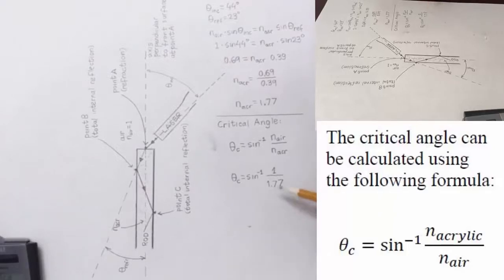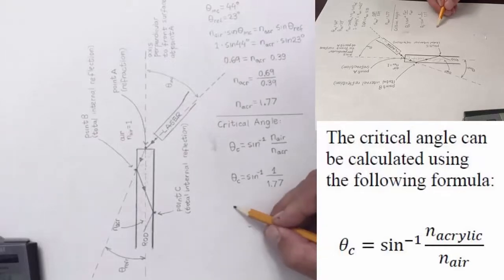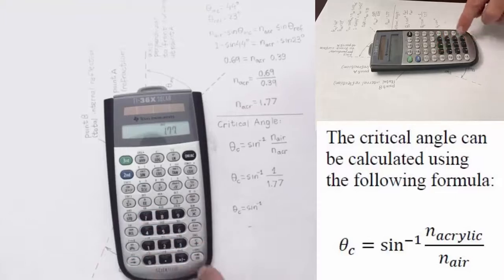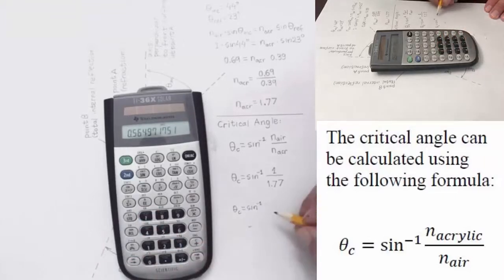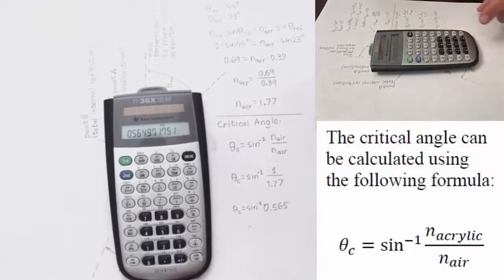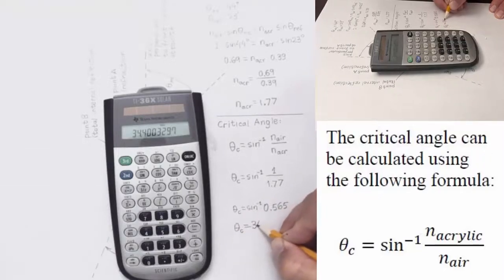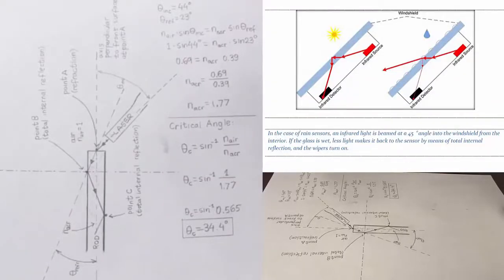So after we substituted for the index of refraction of air and of acrylic, we can continue our calculation. Let's do the fraction first: 1 over 1.77 is equal to 0.565. And then finally we can take the inverse sine of this number, and we get 34 degrees. So our critical angle is equal to 34.4 degrees.